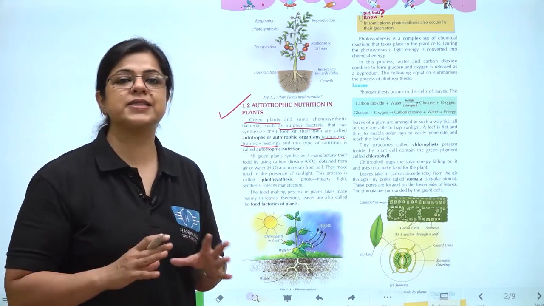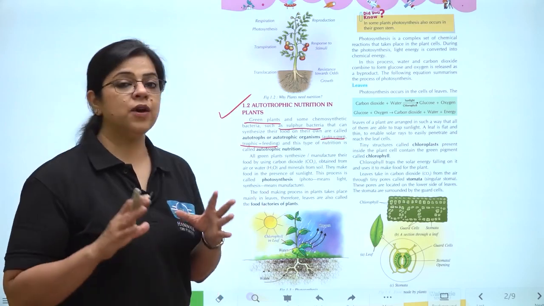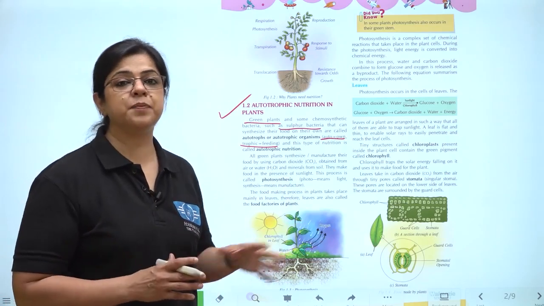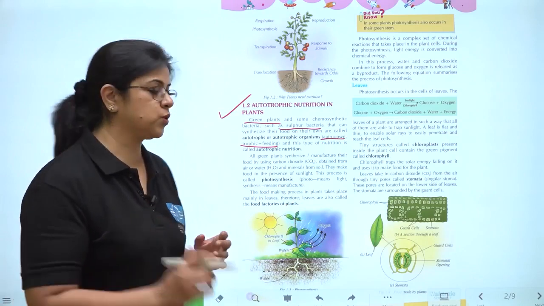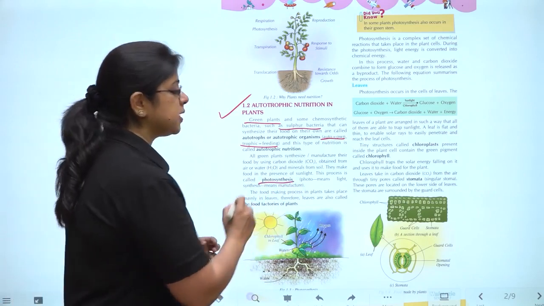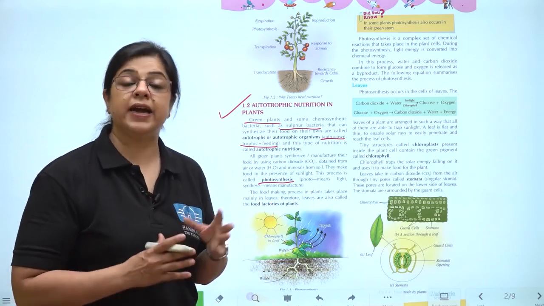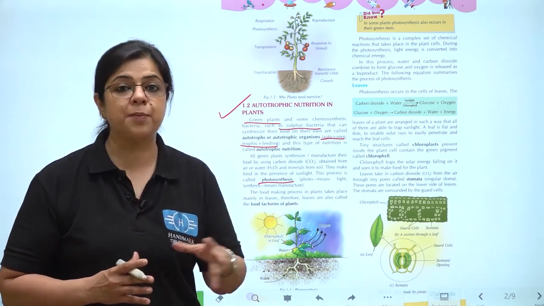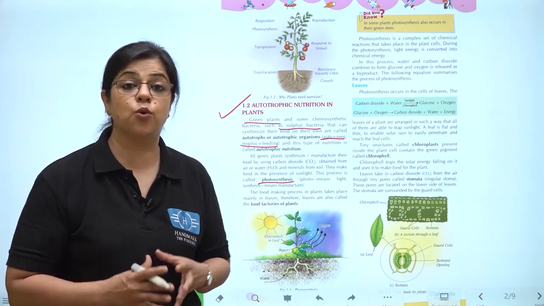Now let us understand in detail how green plants prepare their own food. We have all learned about the process of photosynthesis. This process involves the synthesis of food using sunlight. Additionally, the plant uses carbon dioxide and minerals from the soil in order to produce their own food.